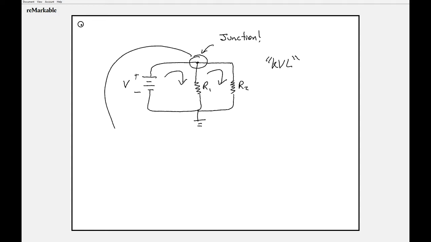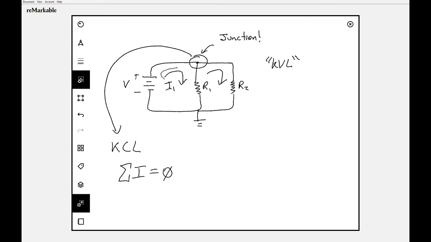But this junction also implies another rule called Kirchhoff's current law, and that says that the sum of currents through any junction is equal to 0. So if there's one current that's coming out of this voltage source, then that current also has to come out of the junction, okay?